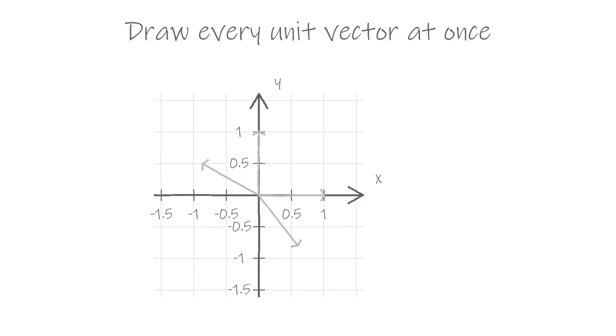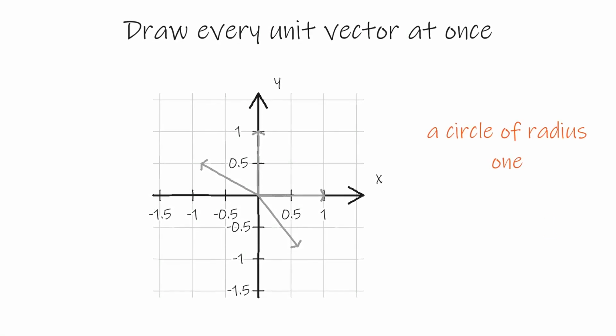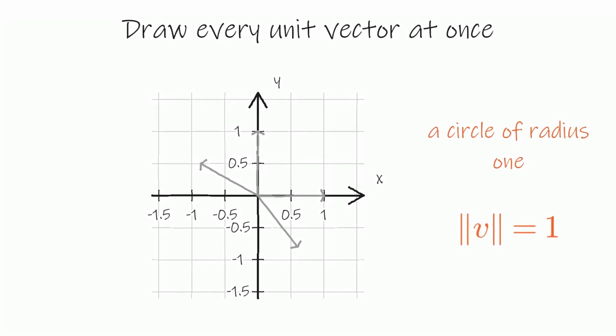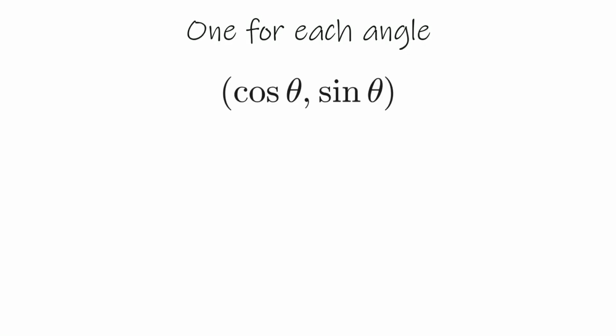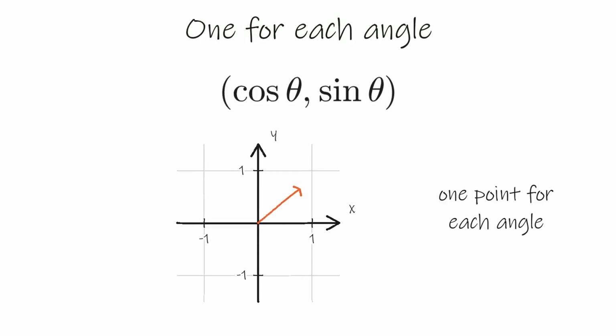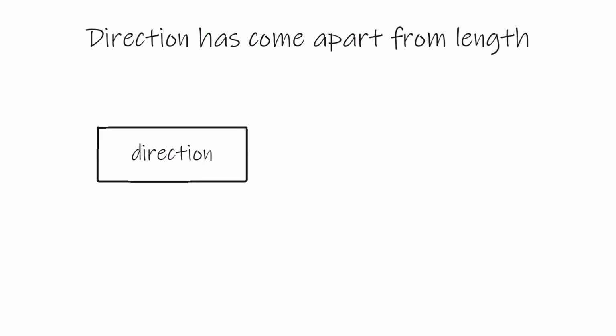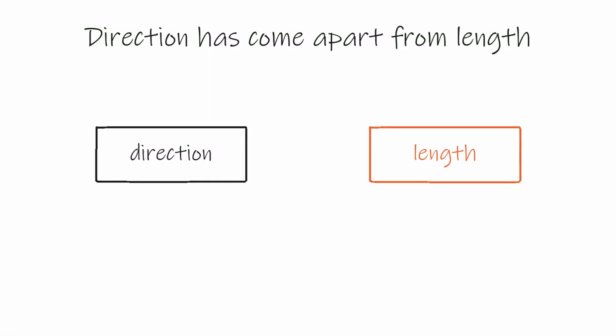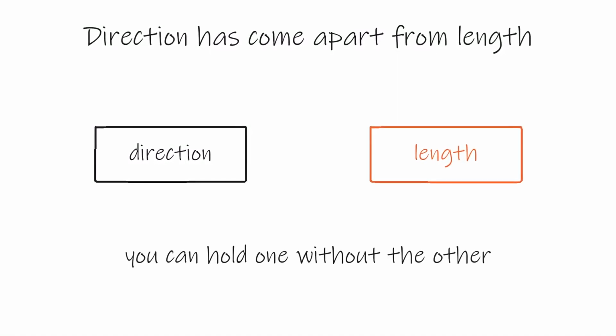Draw every unit vector at once, and you get a circle of radius 1. Every vector with components cosine theta and sine theta lands on that circle, one for each angle. Direction has come apart from length. Separate things, and you can hold one without the other.